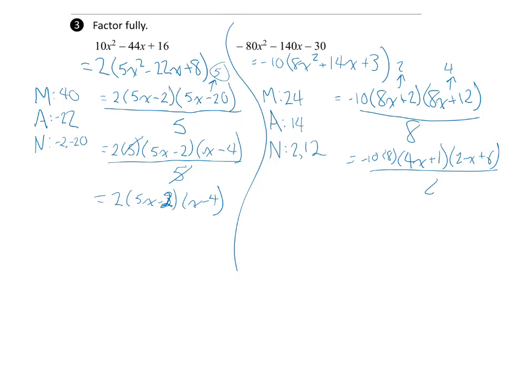All over 8. But this 8 cancels out. And we're left with the exact same answer we had before, minus 10, 4x plus 1, 2x plus 6. There we go. So that's the alternative method.